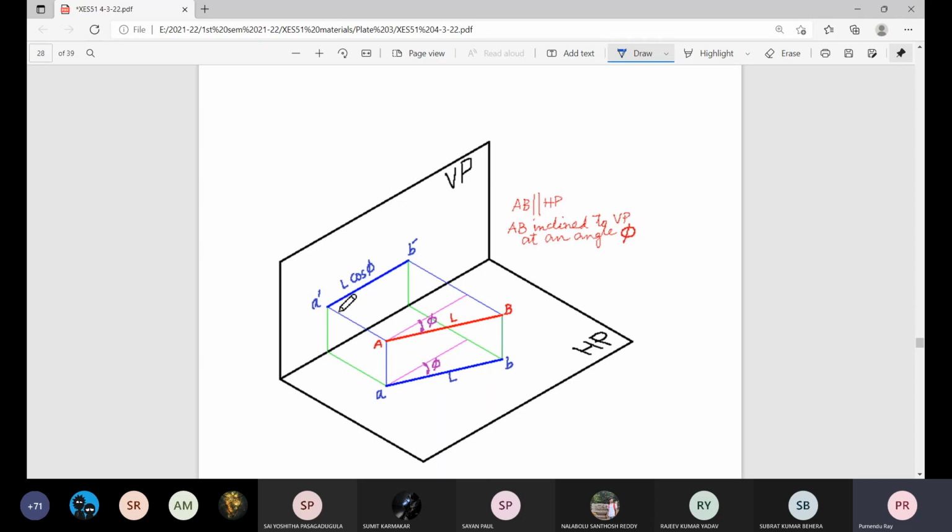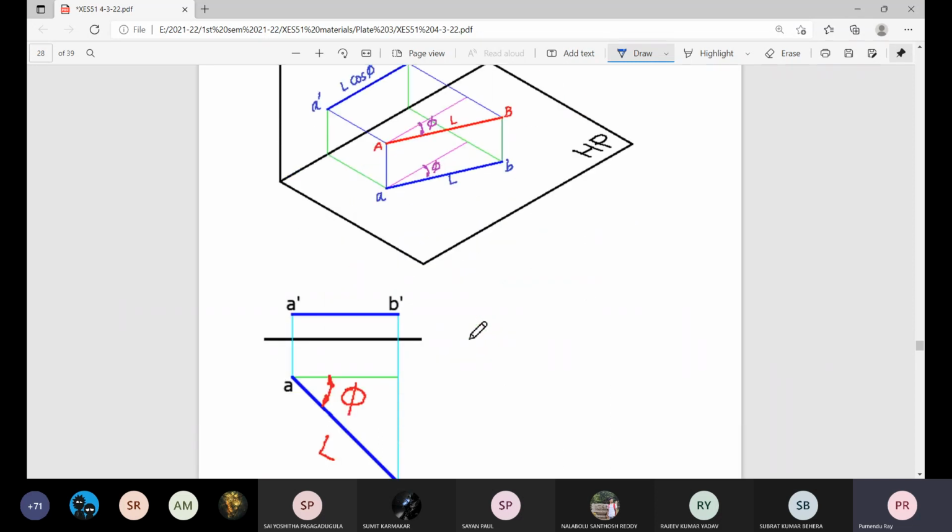Ultimately, we get this elevation parallel to the ground line. And definitely, this plan will show you the true length. The plan length is the real length of the line, and plan angle with the GL is the true angle of the line with the vertical plane. So these steps are very important, and you should try to visualize all these things.